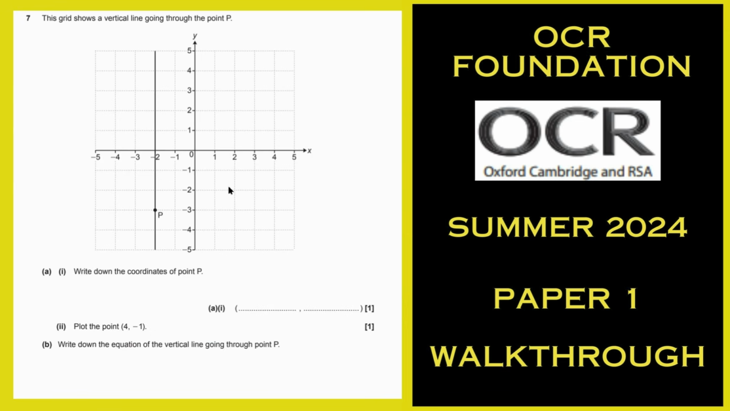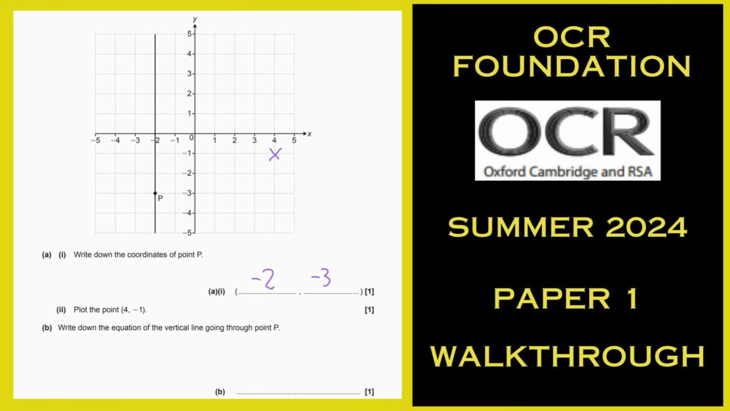Number 7, bit of coordinates. So write down the coordinates of point P. From the origin, it's left 2, down 3. So both numbers are negative. Plot the coordinates 4 to the right, 1 down. 1, 2, 3, 4, 1 down. Sometimes they say label it with a letter, not in this case.